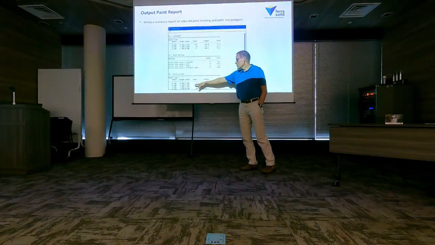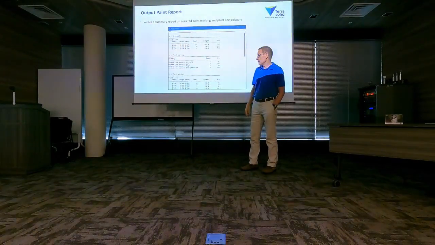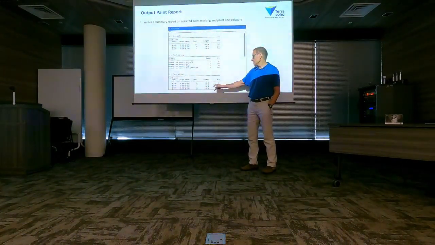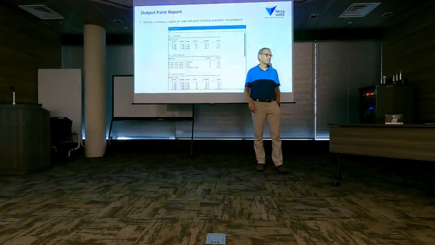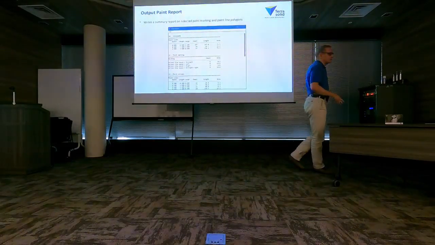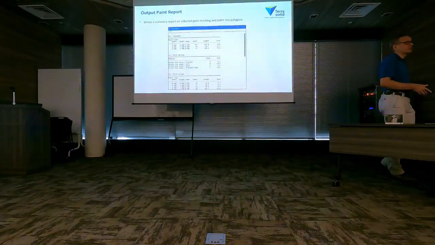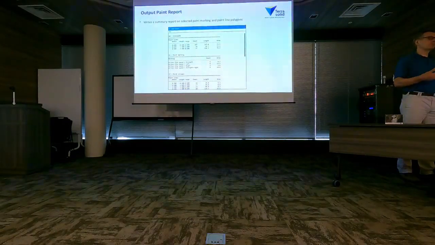How many paint stripes lines we have, total length, total area, and then summing up all of the total area means how much paint is needed and how much work is involved in painting the paint markings for that stretch of road.